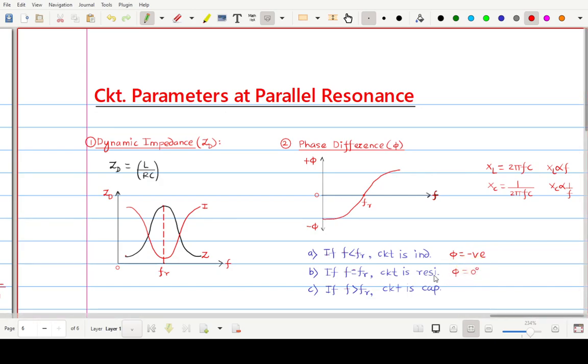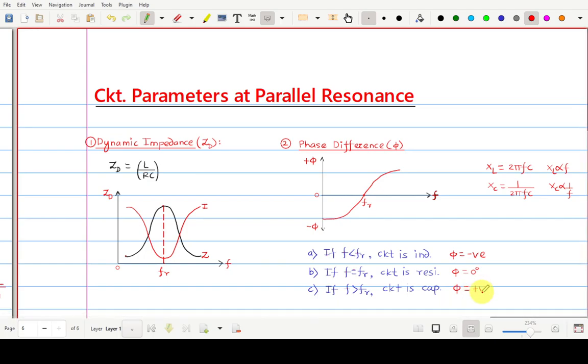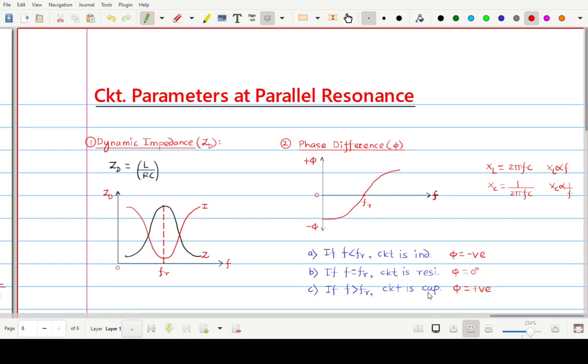Okay, so your circuit will be purely resistive, and if you further increase the frequency, your phase angle will be positive. So what does this indicate? Circuit is capacitive in nature. And why is this happening? This is because XL is directly proportional to frequency and XC is inversely proportional to frequency.